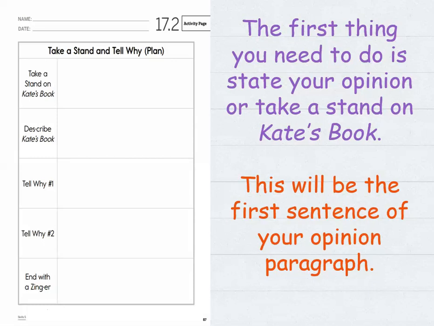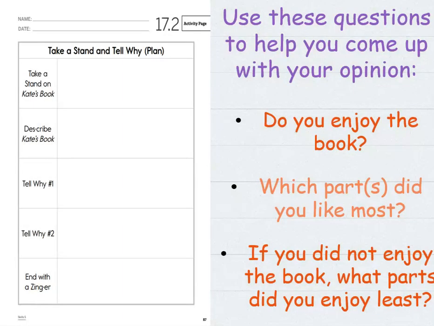Make sure you write your name and today's date. The first thing you need to do is state your opinion or take a stand on Kate's book. This will be the first sentence of your opinion paragraph. Use these questions to help you come up with your opinion.